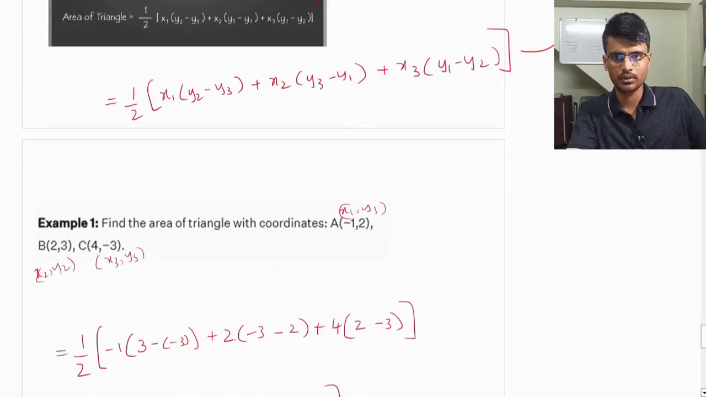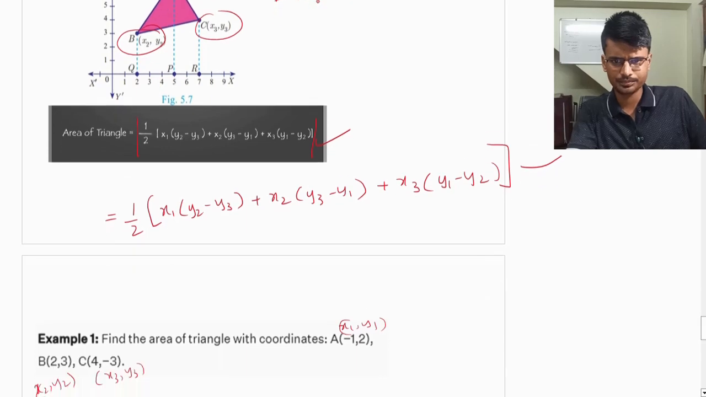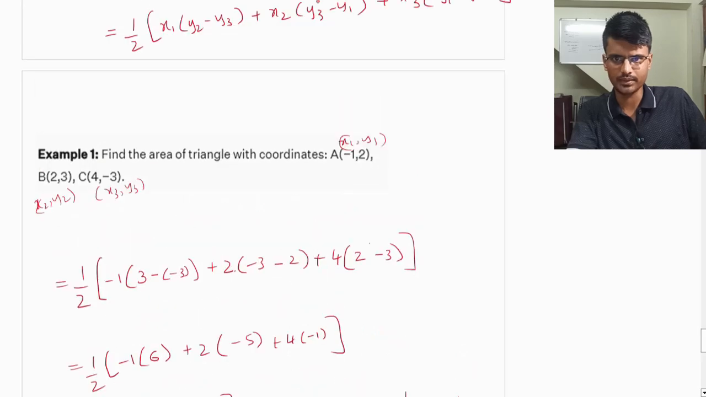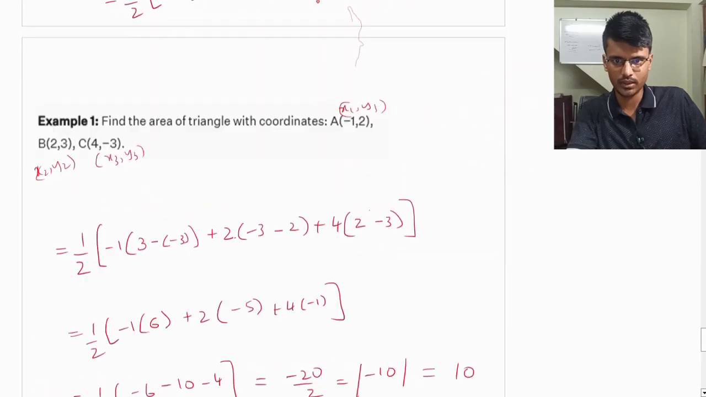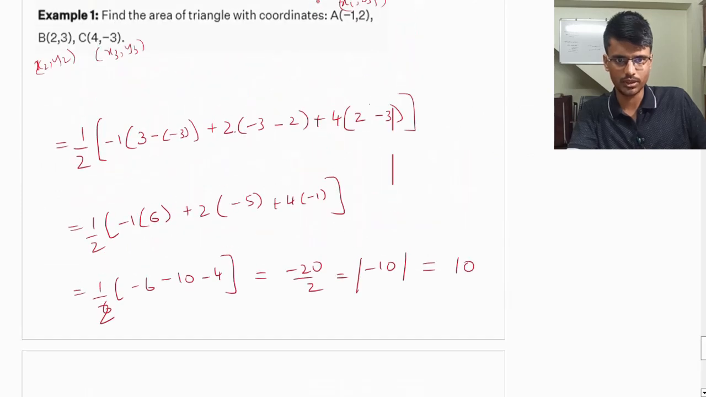So this formula also I just want to rewrite. This is actually the positive modulus. y2 minus y3, y3 minus y1. Yeah, it's correct. So this is how you solve the question. I'm so sorry, guys. So the correct answer is 10 square units. So this is how you find the area of the triangle given the coordinates.